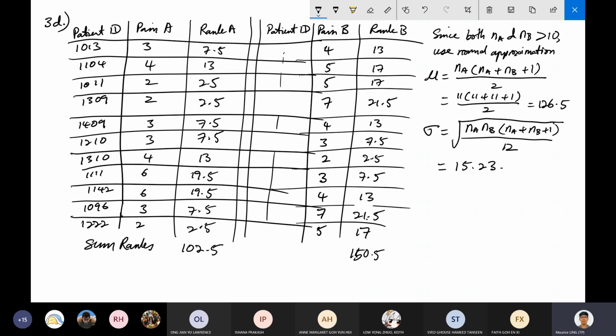15.23. Okay, then you can calculate the Z statistic. The Z statistic is T minus the mean, divided by here. So which one should you use? 102.5 or 150.5? Which one should you use? Any idea?